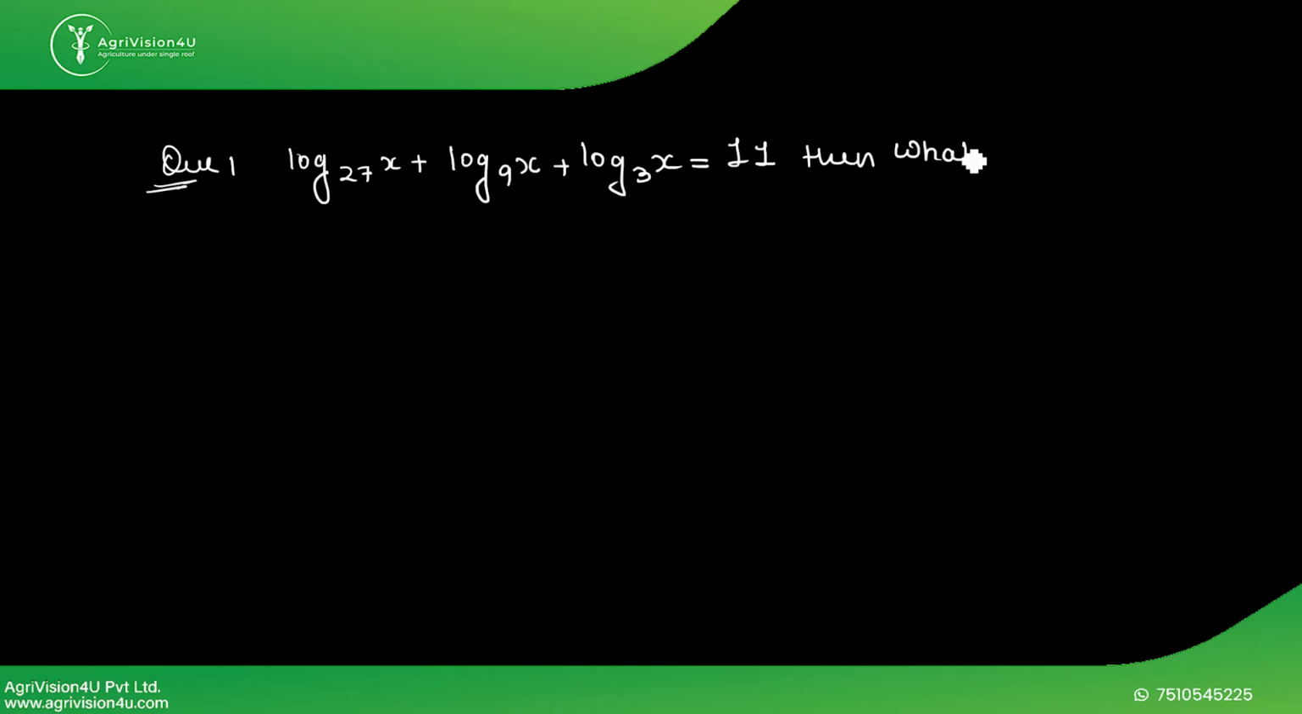Then what is x? Option A, 243. Option B, 729. Option C, 216. Option D, 1296. You can see the relations in the three terms that are provided in the question, and see what identity you can use in this question.